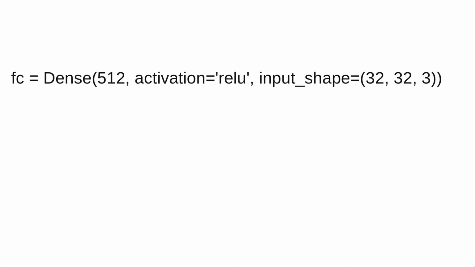So in this code, we are creating a fully connected layer. I've named it FC here, with a single line of code, where the number of output nodes is 512 and the number of input nodes is automatically determined from the input shape. The code creates the internal weight tensor and bias tensor automatically for me as well.